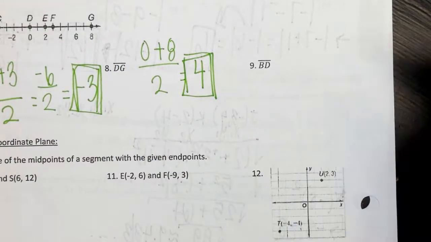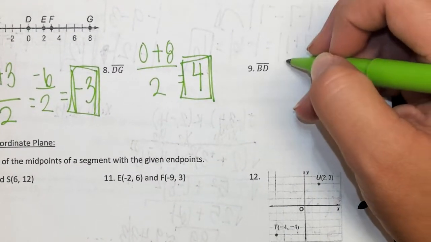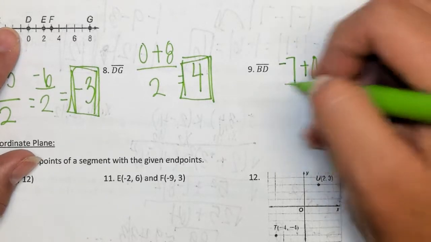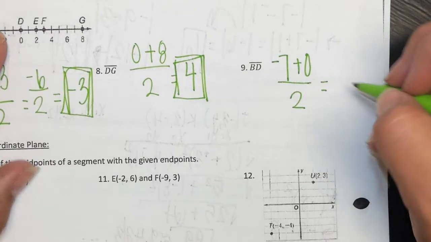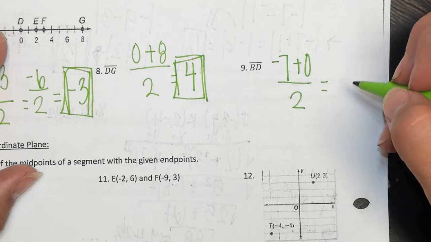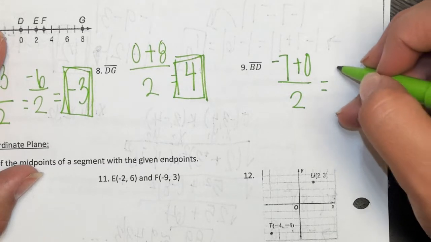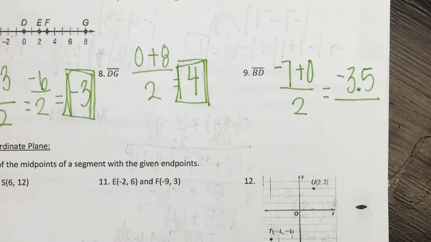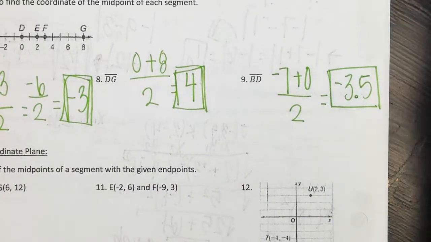Okay. Try it. Well, let's do it together. What's B? Parker, what point? -7. Good. Where's D? 0. Divided by 2. Am I going to get a decimal? Yes. What kind of decimal? Negative 3.5. Good. That's okay.